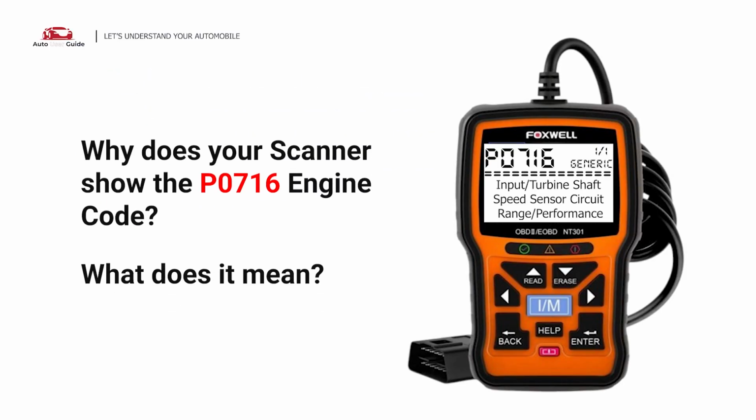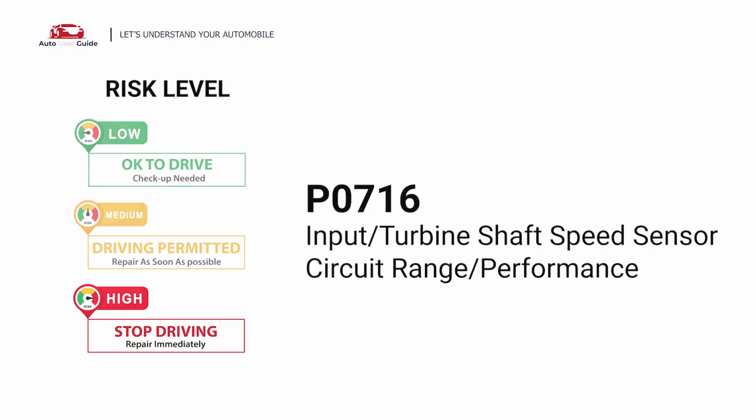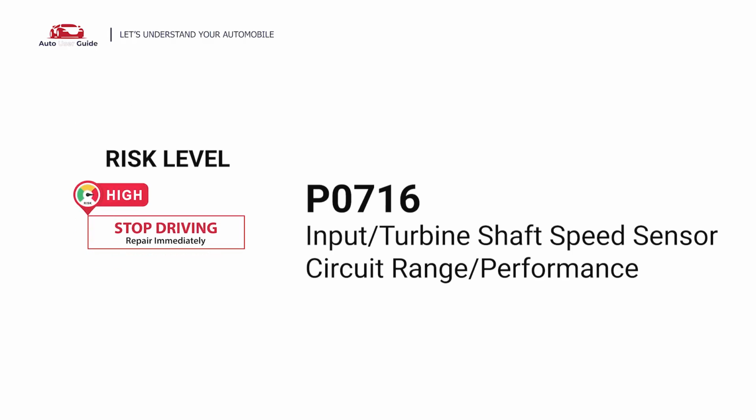Why does your scanner show the P0716 engine code? What does it mean? P0716 is a diagnostic trouble code for input or turbine shaft speed sensor circuit range or performance.